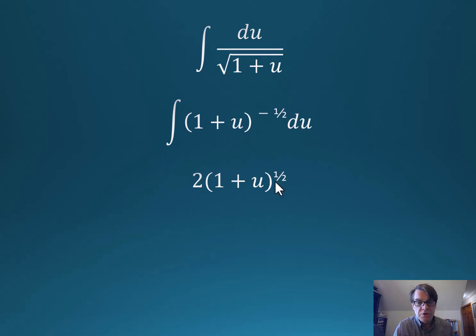Now we can substitute the u back in. What was u? u is tangent of t. And square root is to the 1/2 power. So 2 times the square root of 1 plus tangent t. Mischief managed, and we're done.